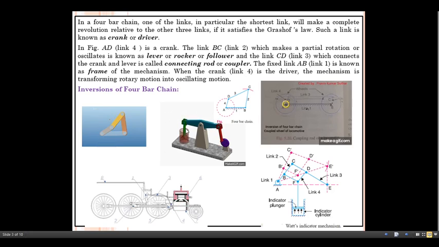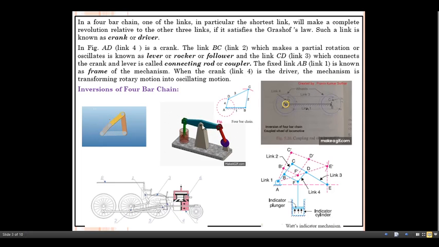So what's this one? This is nothing but a piston rod. This indicates the piston. So the entire thing is nothing but the lever, or link number 4. Here is the end E.